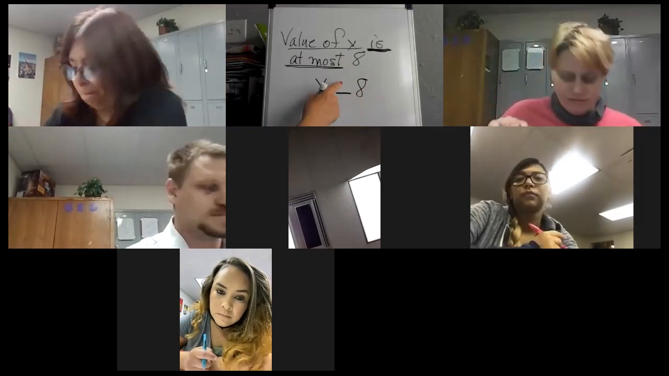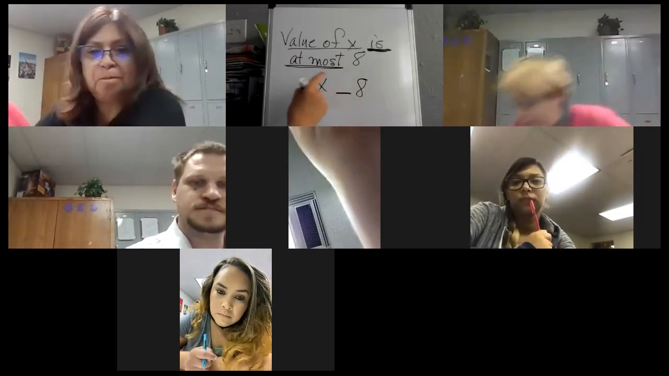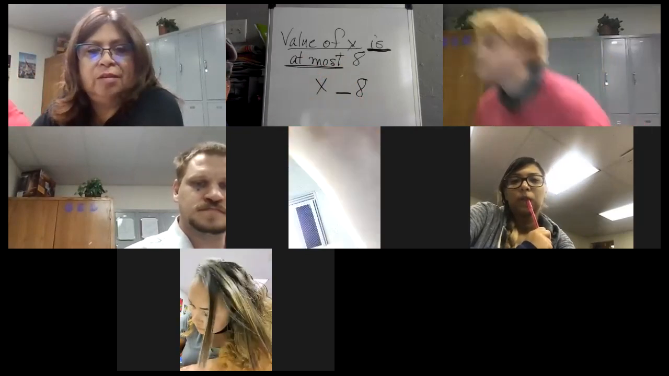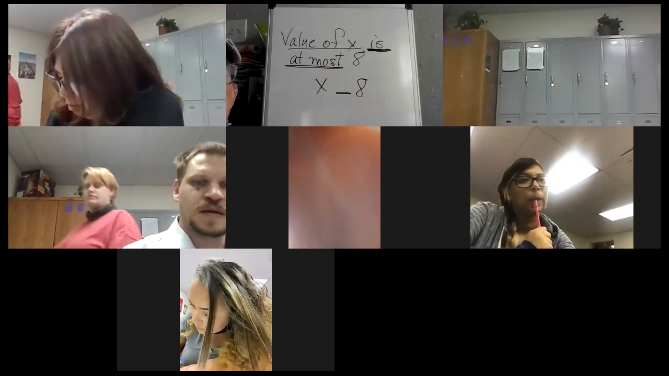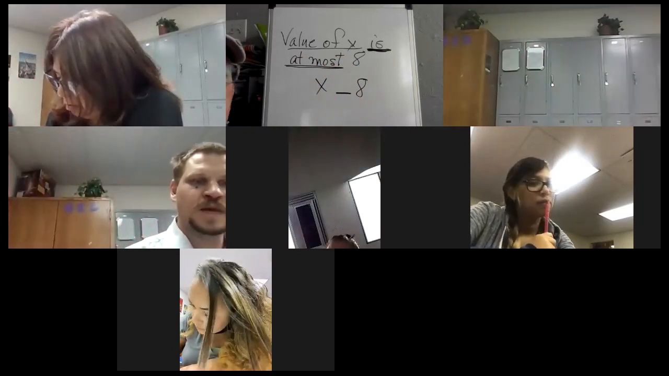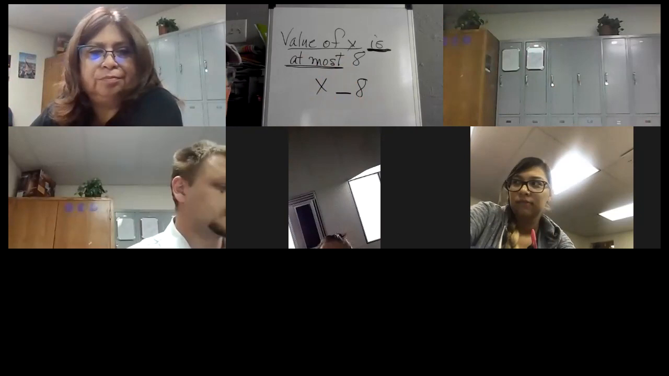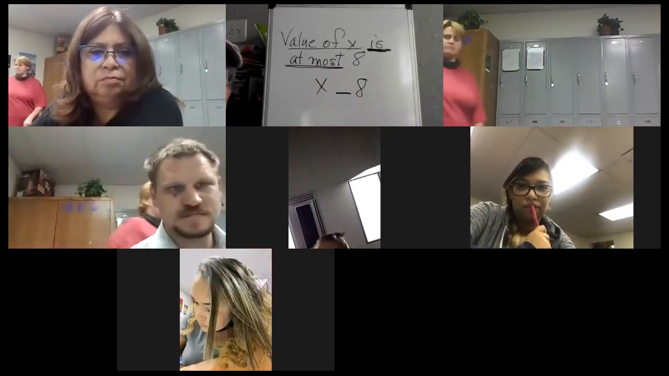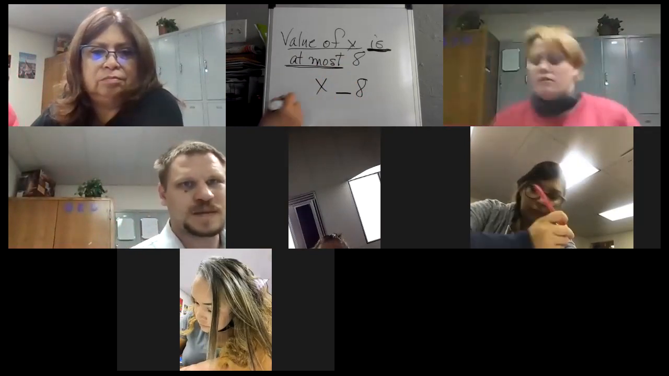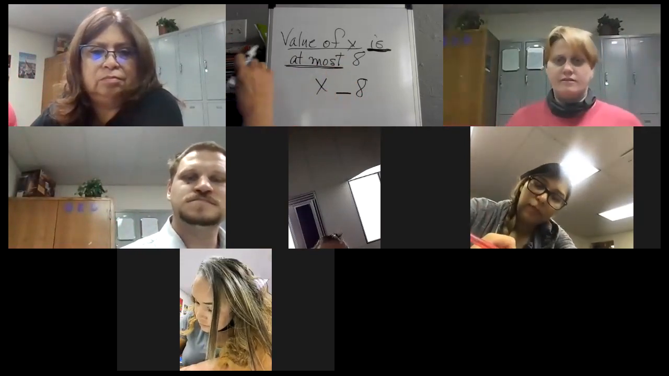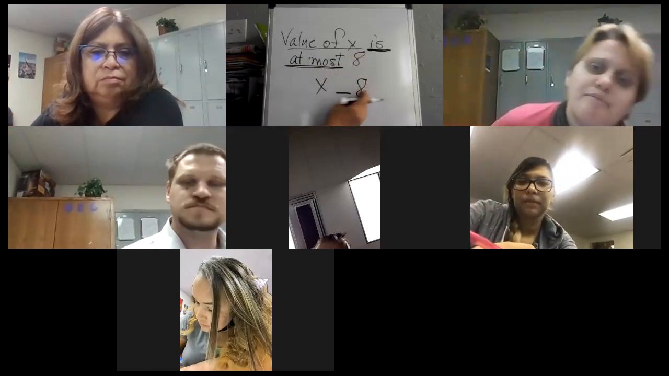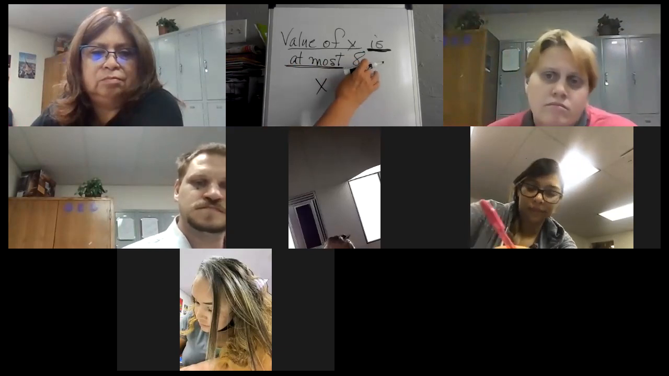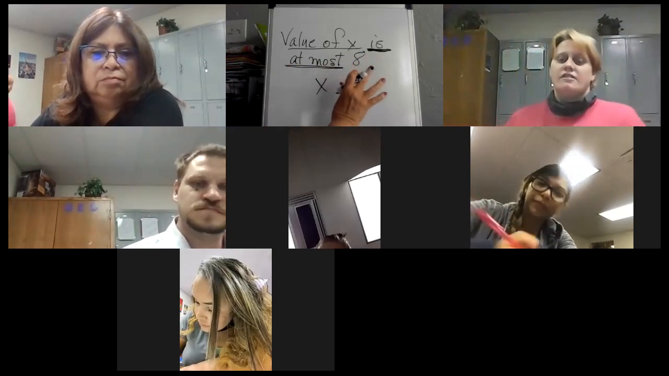Now, is this going to be less than or greater than? At most means the most cookies I have is 8. So do I have 9 cookies? No, I do not. So it can't be greater than 8, can it? Okay, you just have to think it out. At most means the most cookies that I have is 8. So it can be equal to 8, but I don't have 9 or 10 or 11 cookies.